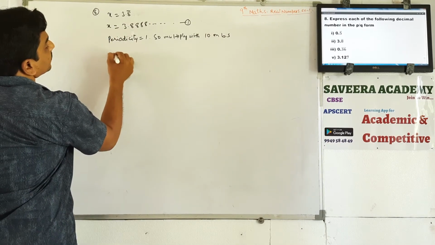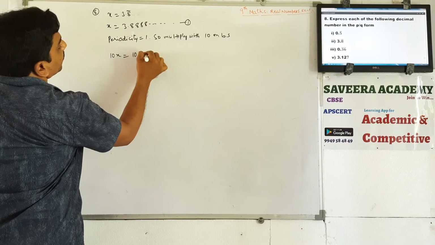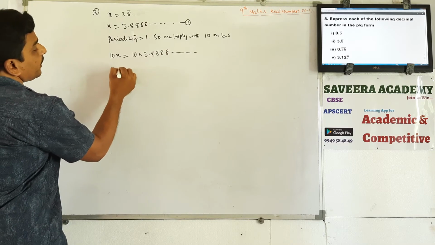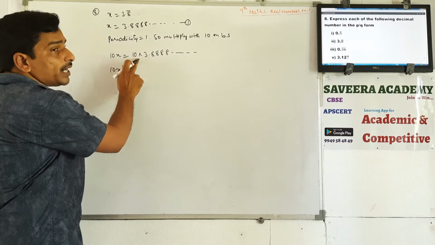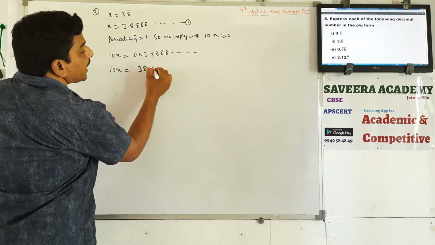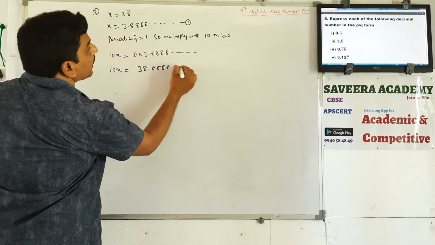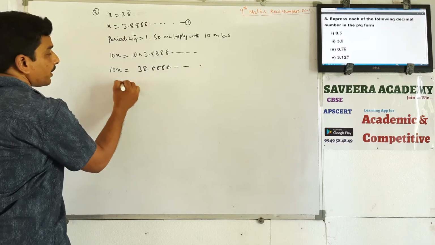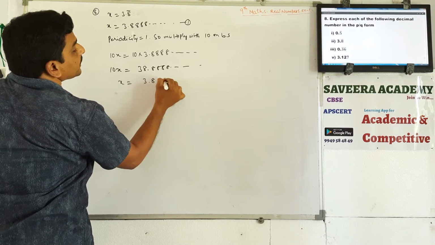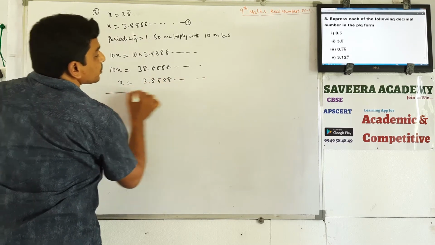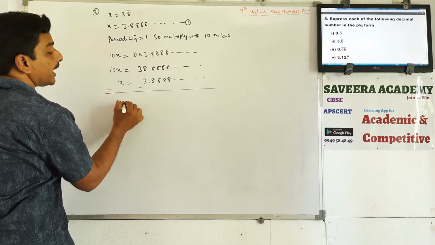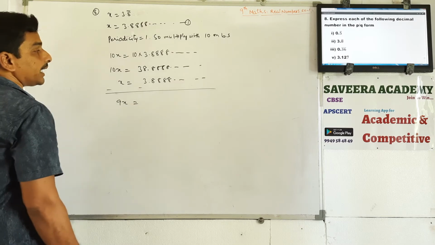Therefore 10 into x, 10x is equal to 10 into 3.888 and so on. Whenever you multiply with 10, the decimal point moves towards the right side. This becomes 38.888 and so on. Below, you have to write down the x value, 3.888 and so on. So do the subtraction: 10x minus x gives 9x.